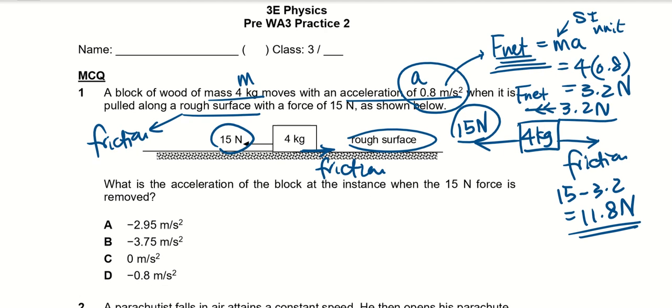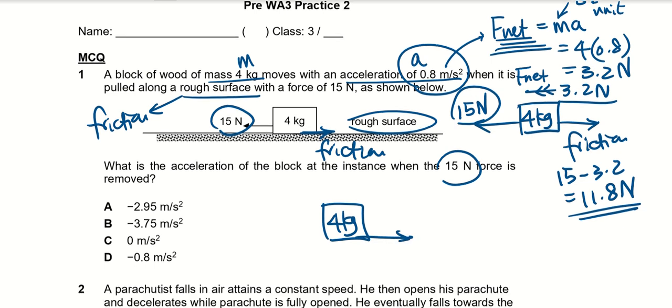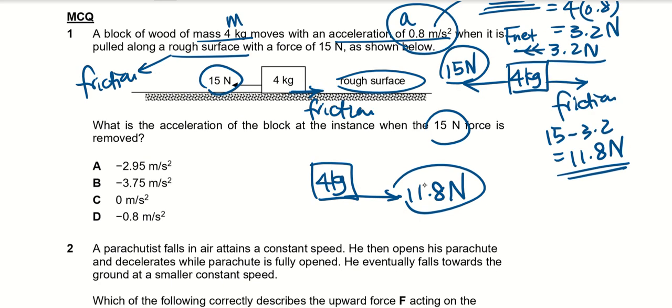Now, what is the acceleration of the block at the instance when the 15 newton force is removed? So suddenly I remove this. So now I draw my free body diagram again. And because the 15 newton has been removed, I don't include this in my free body diagram. So that makes the friction force the only force that is acting on this 4 kg. That means my 11.8 is actually now my F net.